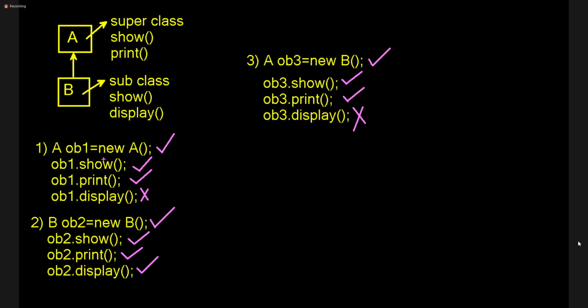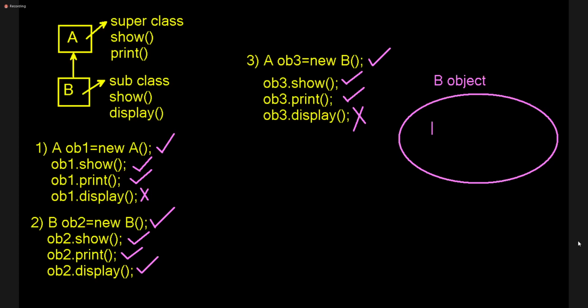In this object, how many show definitions are there? When called, it first searches in the subclass. In this object, two show methods are present. But here this is the only confusion, I'll explain. Actually, a B object is created like this, which contains show, here also show, here display, here print. This object is referred to by ob3.